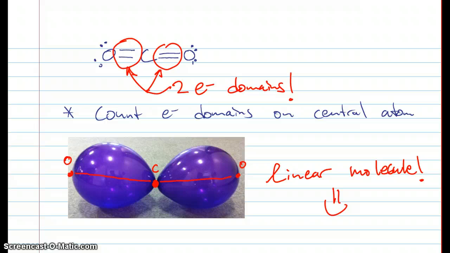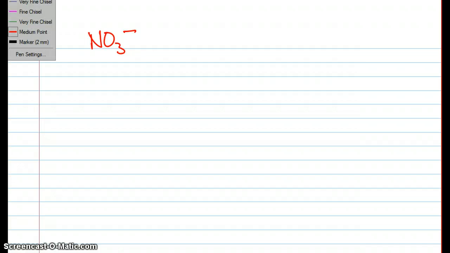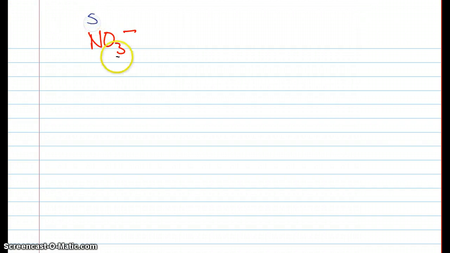Now let's look at a different case. How about the nitrate anion? Counting the electrons, we get 5 from nitrogen, 6 from each oxygen, so 18, and we add 1 to account for the -1 charge. And that gives us 24 electrons.